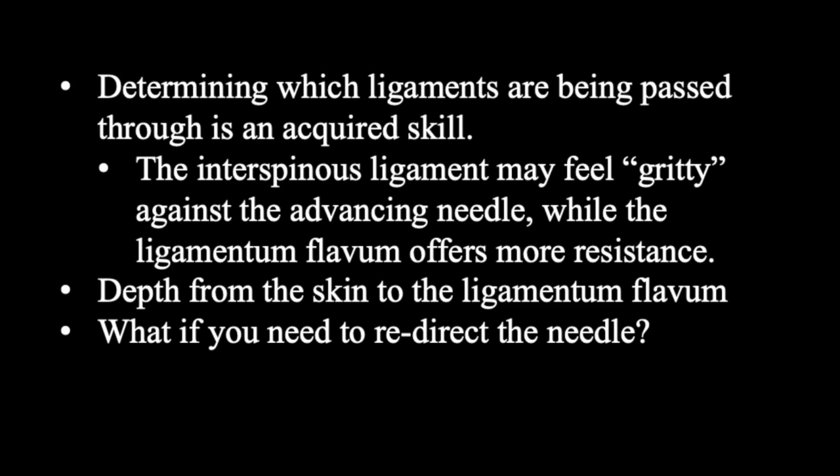Determining which ligaments are being passed through is an acquired skill. The interspinous ligament may feel gritty against the advancing needle, while the ligamentum flavum offers more resistance. The depth from the skin to the ligamentum flavum generally ranges from 4 to 6 centimeters in normal-sized adults. After the ligaments are penetrated, the anesthesia provider should not change the direction of the needle tip without withdrawing the needle several centimeters or to the skin level.